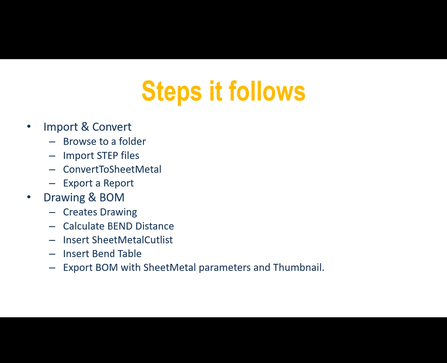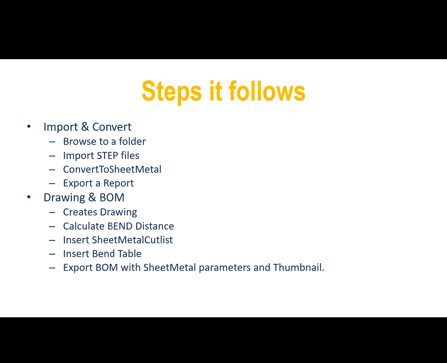Once all your data is ready to go for the drawing process, you can open the assembly or a part file, and then hit the button called drawing and BOM. What this button does is, if you have selected an assembly, it will create a drawing for every component in this assembly. If you have selected a part, it will create a drawing for that part.